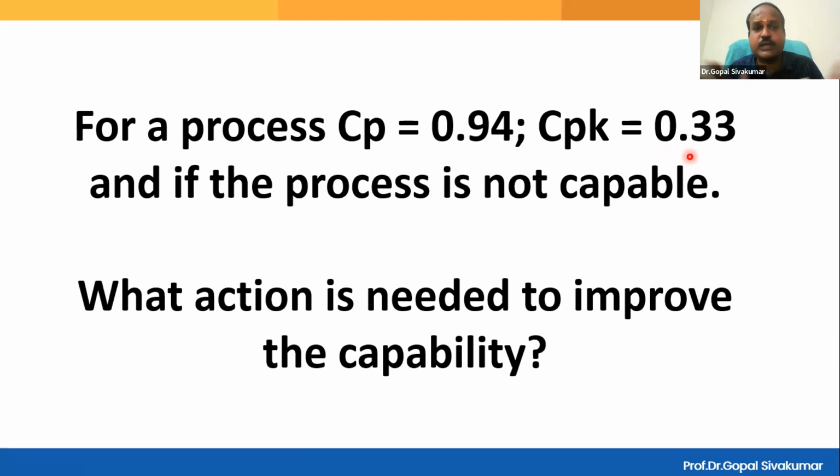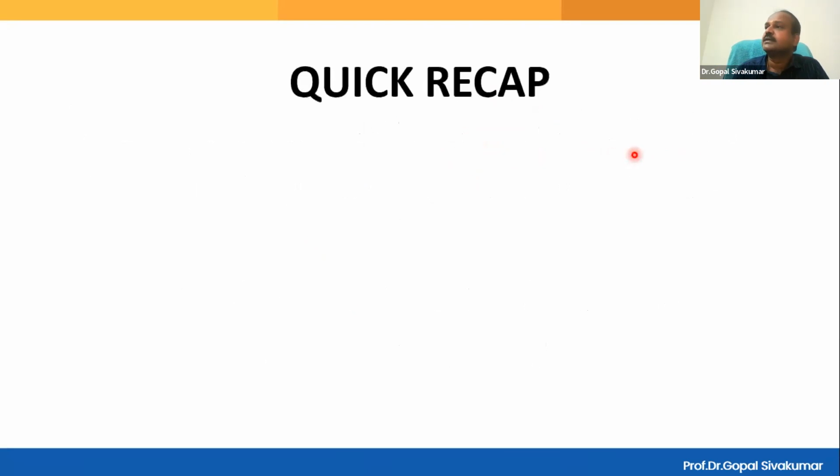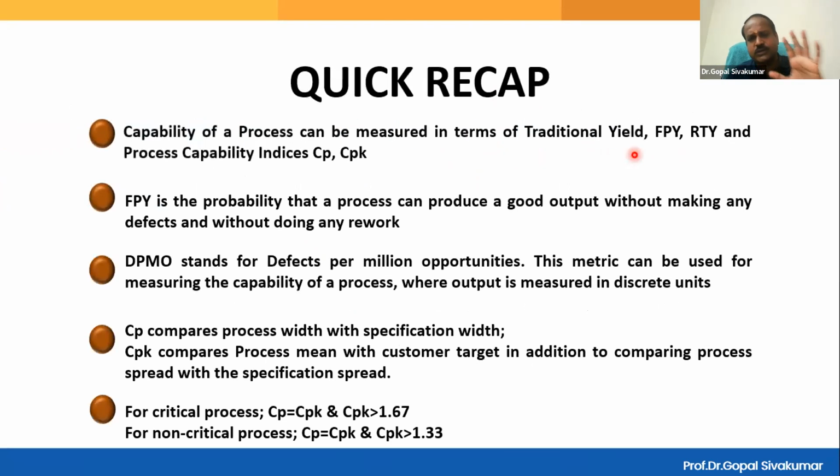Your process is clearly not capable. First advice: you should reduce variation because Cp is under trouble. Another thing you need to do is shift the process towards the target. Move the process mean towards target. Those are only statistical suggestions. But how will you reduce variation? How will you move the process mean? That requires understanding of the process. Hope all of you understood the Cp and Cpk concept.